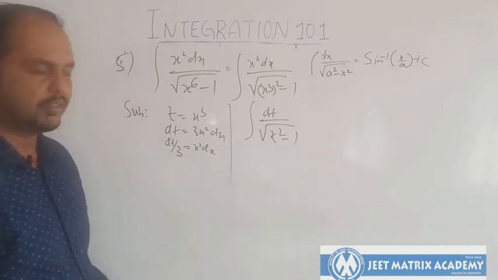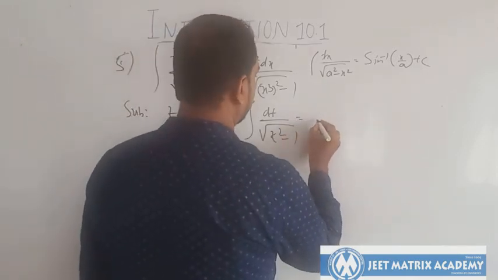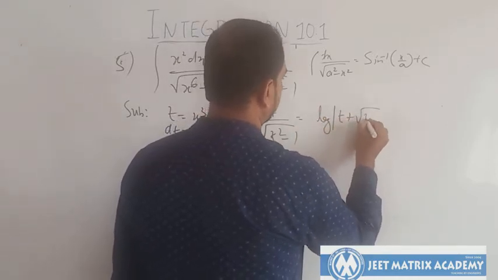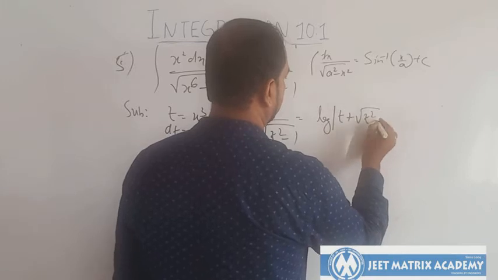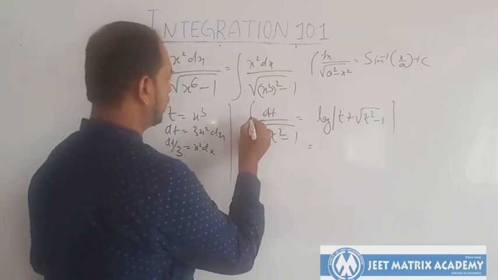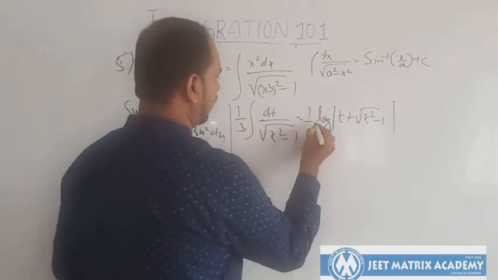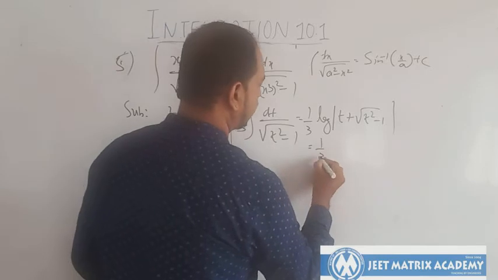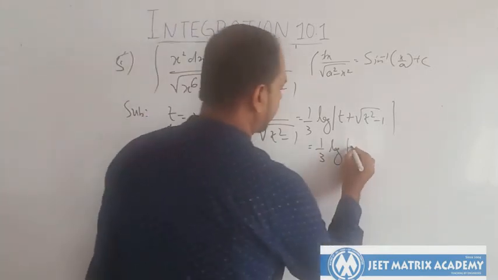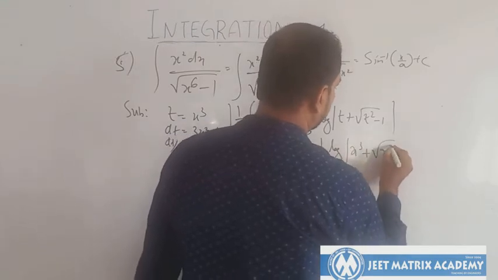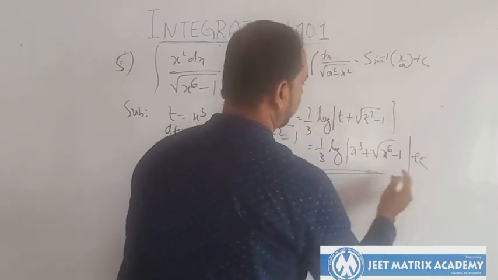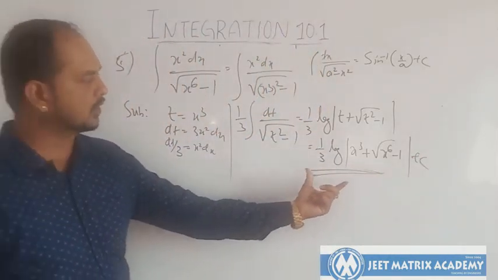Again we apply log form. Okay, it is log of modulus of t plus root of t square minus 1. That is equal to, so it is 1 by 3, take outside 1 by 3. So 1 by 3 log of modulus, t is x cube. So x cube plus root of x to the power 6 minus 1, plus c. Hope you understood this.